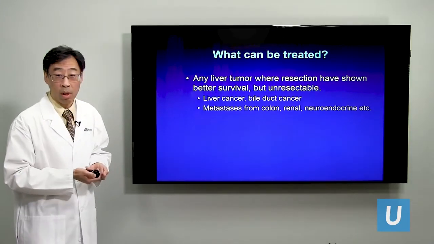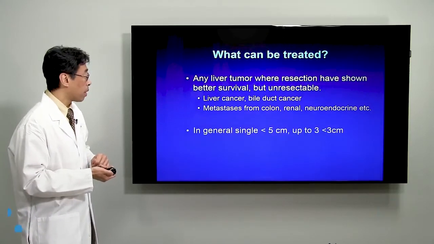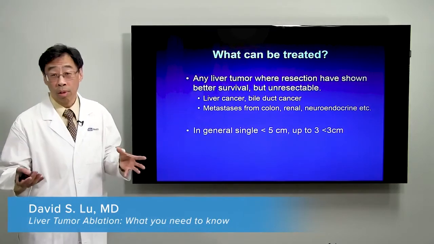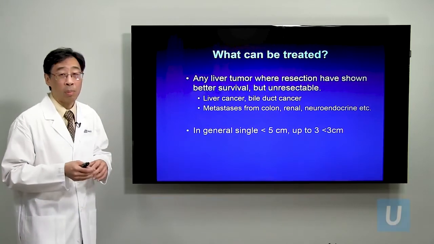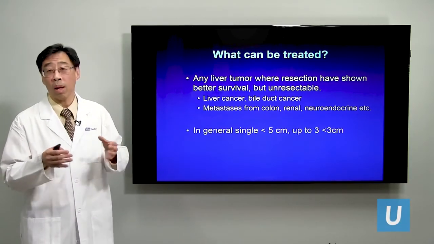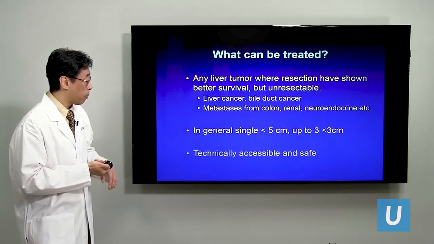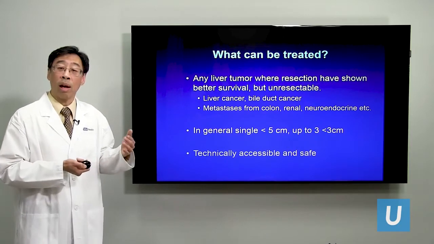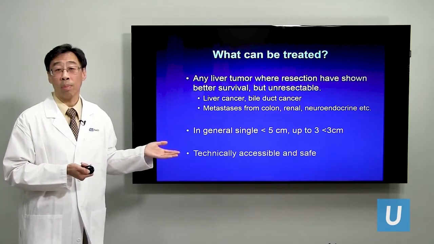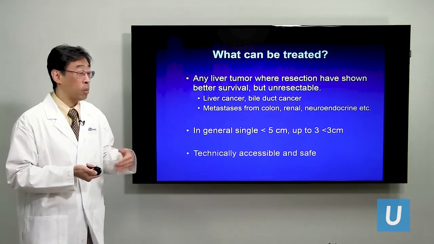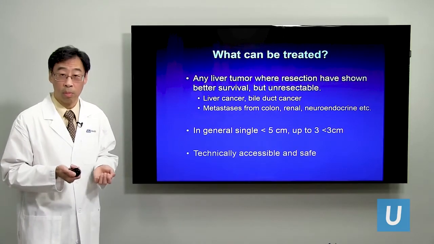And regardless, as long as we can identify the lesions, we can find them, we can target them and treat them. In general, the lesions cannot be too large. I would say a reasonable cutoff is about 5 centimeters. And there cannot be too many of them. A reasonable cutoff may be up to 3 for this type of procedure. But of course, they also have to be technically safe and accessible. And this is primarily determined by imaging. So very importantly, we have to have the right imaging to tell us whether this procedure is feasible or not.